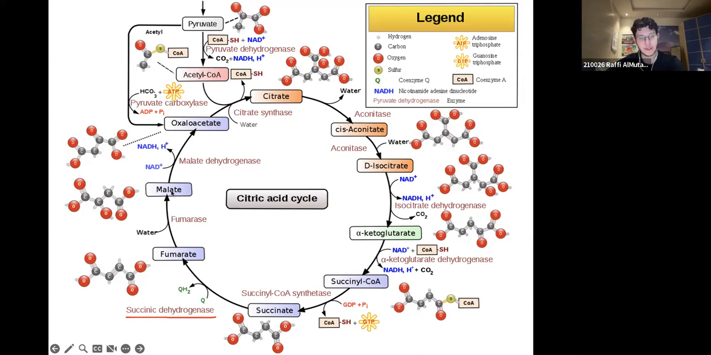Fumarate is then converted to malate by fumarase, and malate is converted to oxaloacetate by malate dehydrogenase. And this dehydrogenase also makes NADH and H, but it doesn't make CO2. And then, of course, oxaloacetate and acetyl-CoA together make citrate by citrate synthase. So you see, we went through these enzymes and came back to citrate. This is how the cycle works. We go back to this enzyme, we make electron carriers, and then we keep repeating, because that's one of the main functions: the formation of electron carriers.